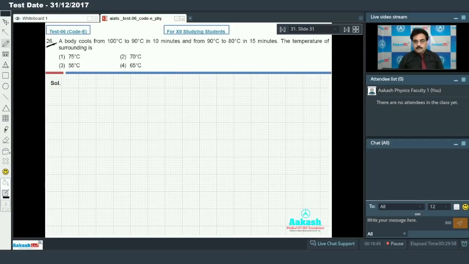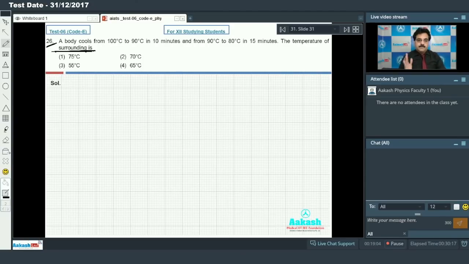Now I am going to read question number 26. A body cools from 100 to 90 in 10 minutes and from 90 to 80 in 15 minutes. The temperature of the surrounding is. This question is based on Newton's law of cooling, and in this type of question we can apply the approximation method.